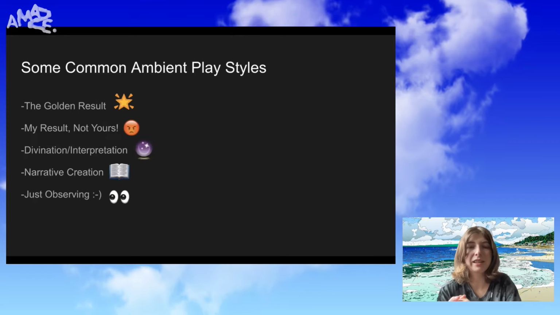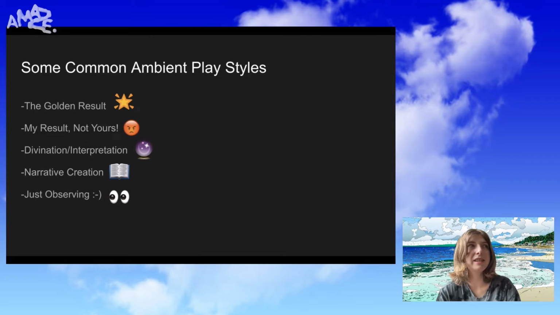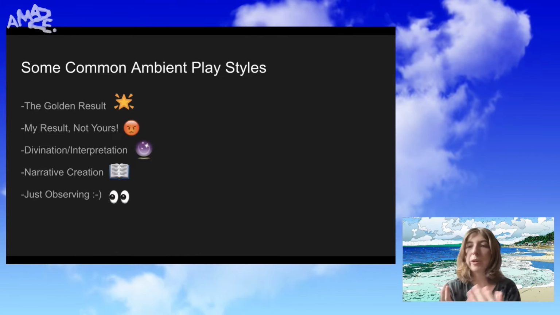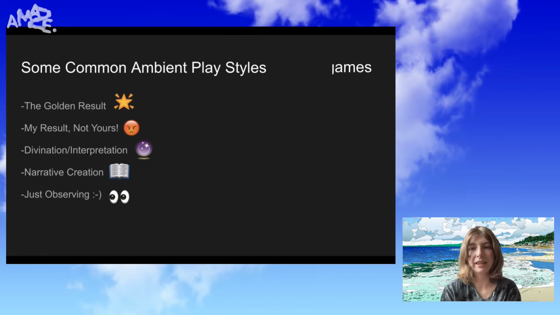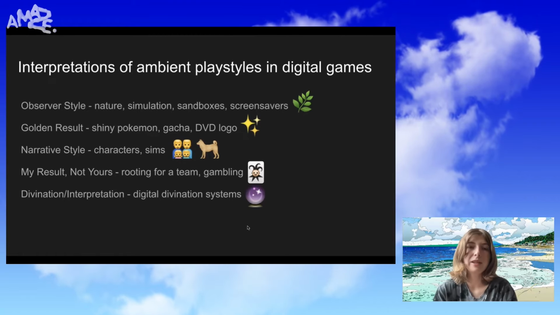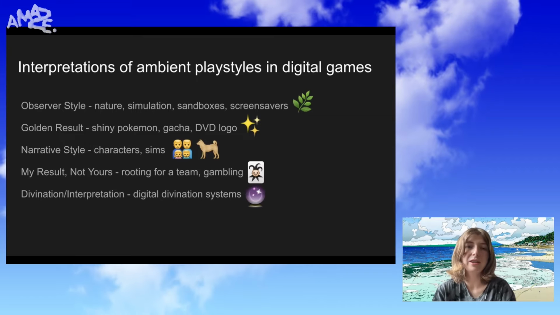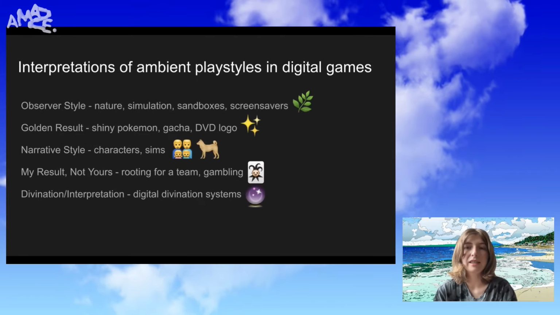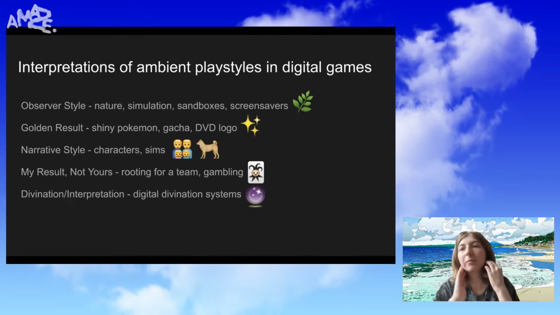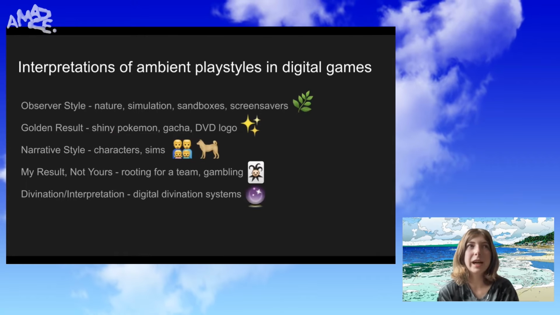Something I wanted to mention at the beginning is that procedural art is really interesting because these things are happening live, like the code is being executed right before you. And I think when we know that, it's really exciting. So how I see these styles interpreted in digital games a lot: the observer style, I think we see in nature simulations, sandboxes, screensavers, things where we just know that there's a large possibility space. There isn't necessarily a favored result. We just really want to see what happens.